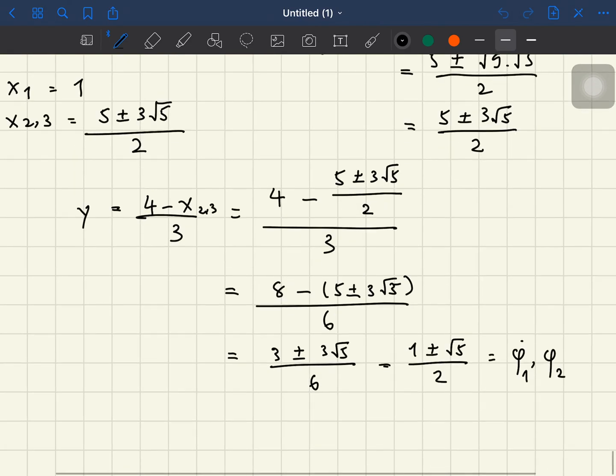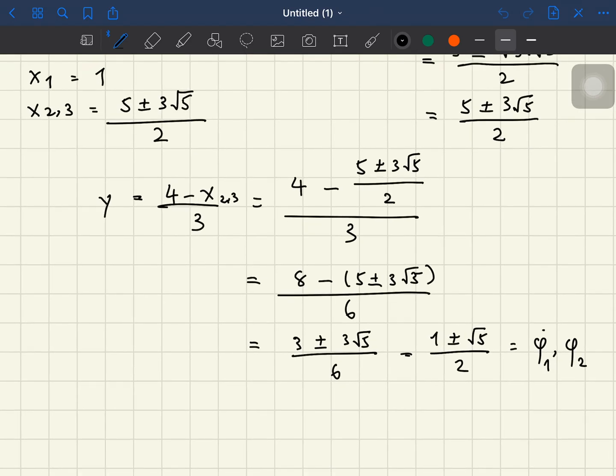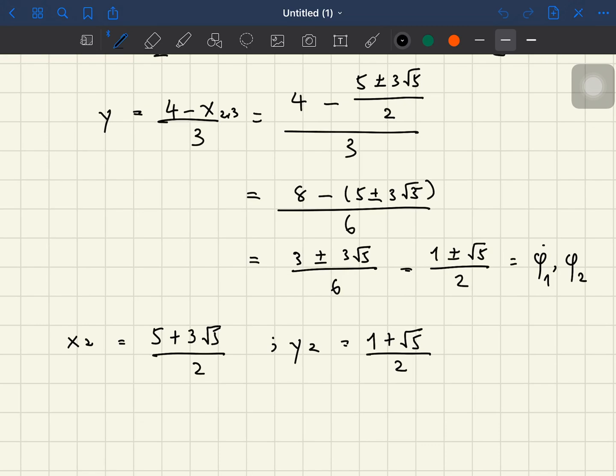So in conclusion, if for your x2 and 3, if your x2 equals to 5 plus 3 square root 5 over 2, then your y2 must correspond to the plus. So you must have 1 plus square root 5 over 2, which is the golden ratio. And then conversely, your x3, which is 5 minus 3 square root 5 over 2, and so your y3 is 1 minus square root 5 over 2.